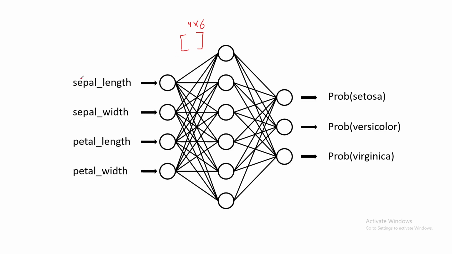So the matrix input is all the features. There were 4 features, if you remember: sepal length, sepal width, petal length, and petal width. So there will be 4. This is the 4 over here. And 6 is basically what we can change. You can change it to 7, you can change it to 10, you can change it to 2. It doesn't matter, it is totally in your hands. It's a hyperparameter that you can change and see how your model works.